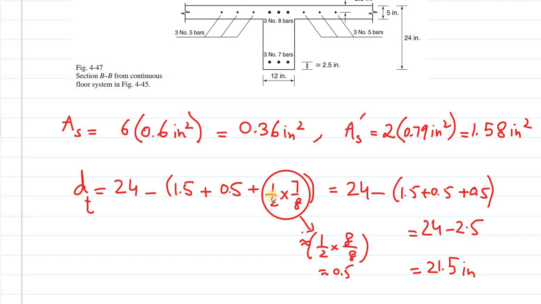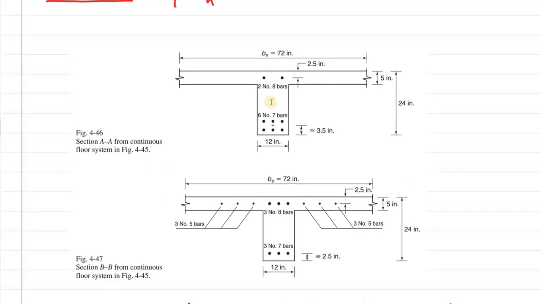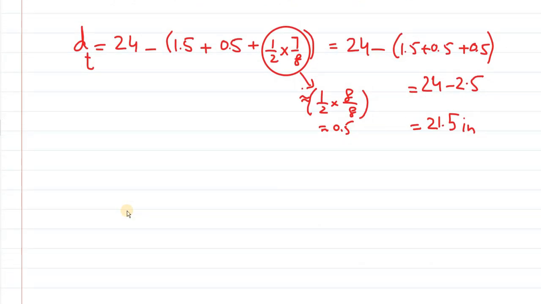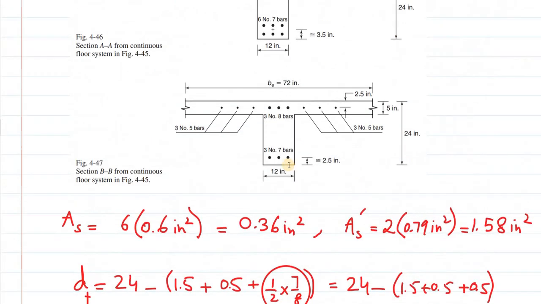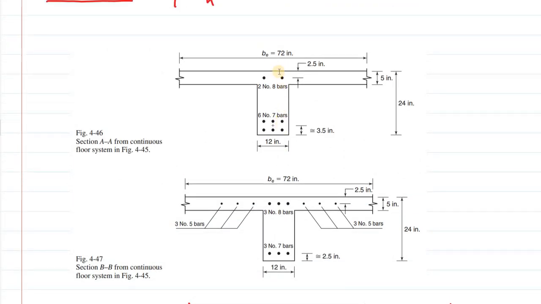This is DT, where this is the distance from extreme compression fiber to the centroid of the extreme layer of tension steel, this bottom layer of tension steel. All right. So DT, and then D value would be calculated. D value can be easily calculated if you add up some more distance. D value is the distance from this extreme layer of tension steel up to this level, the centroid of tension steel. So that distance can be calculated. You just need to add some more distance from the center of this bottom bar up to this level.